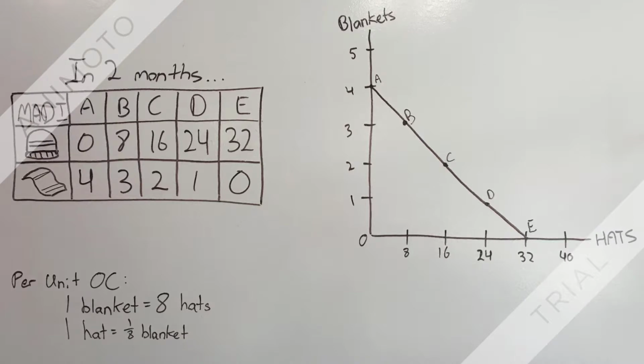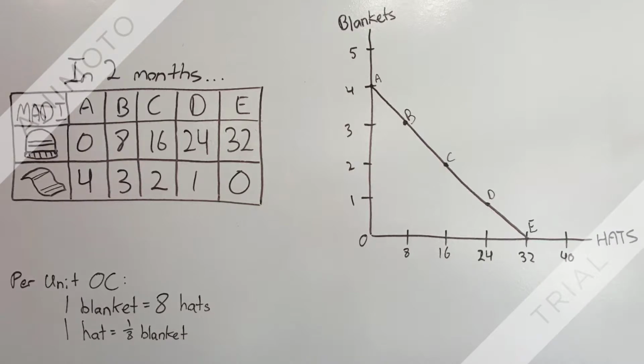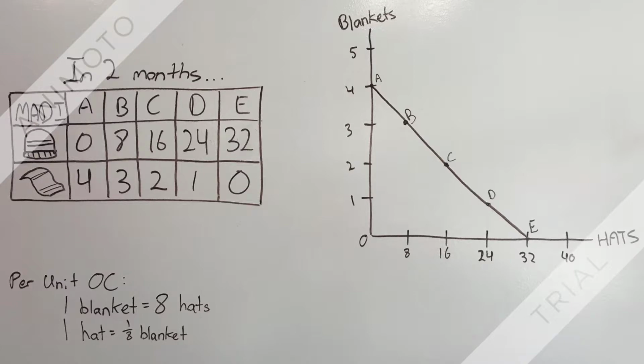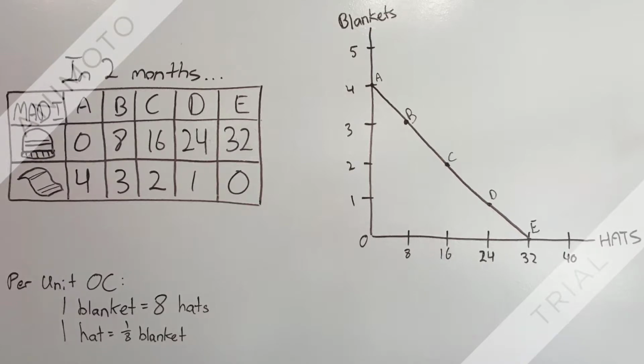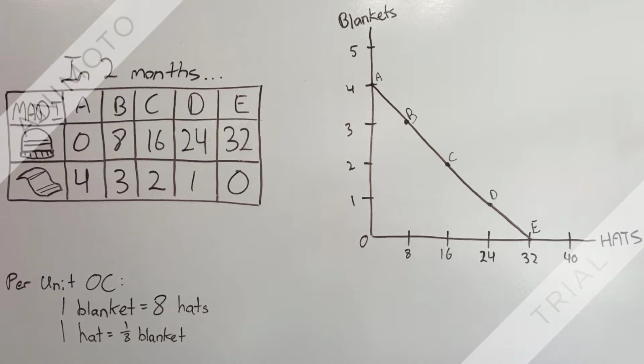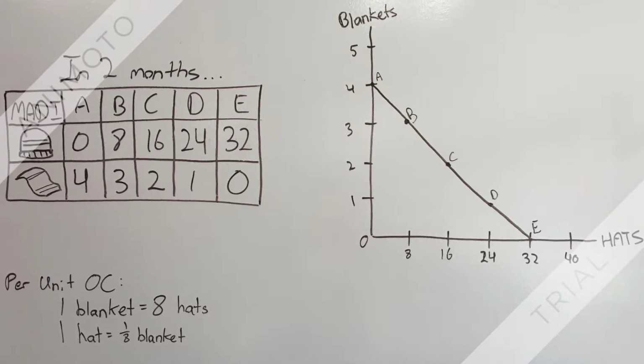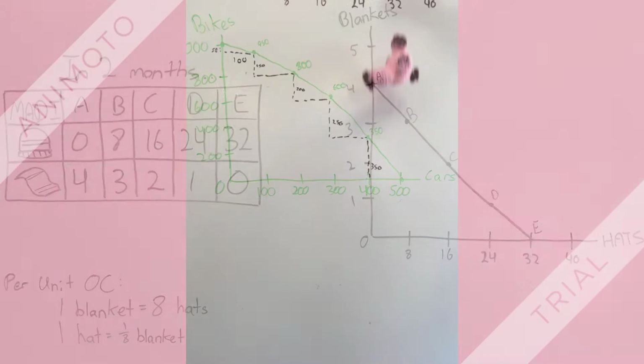This type of graph shows a constant opportunity cost graph, because as I make the same amount of hats, I lose the same amount of blankets. This is also because when I crochet hats and blankets, their materials, such as yarn, are the exact same.